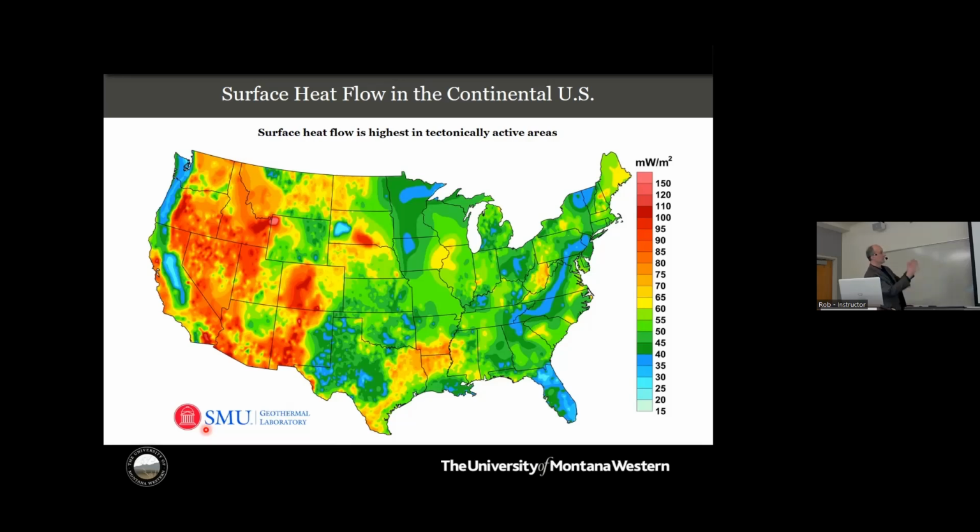And so the Western US has a high surface heat flow because of the tectonism. Now, the map that I showed you earlier of plates did not show a plate boundary here. This is an incipient plate boundary. So this is one in the making, right? The Great Basin of the Western United States.